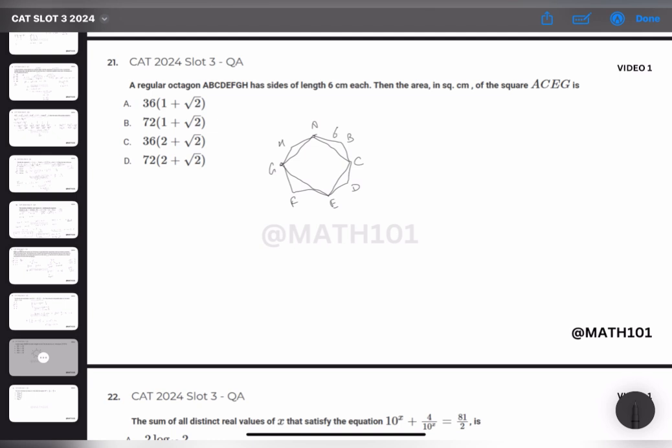this side is 6. This angle is 360 divided by 8, 45. So this angle is 135 degrees.